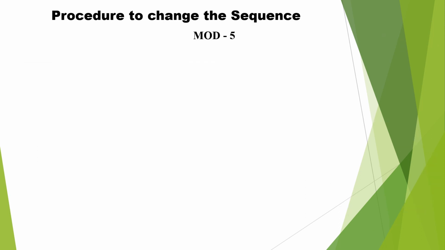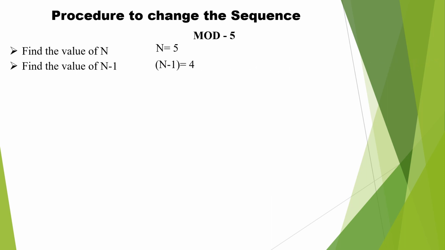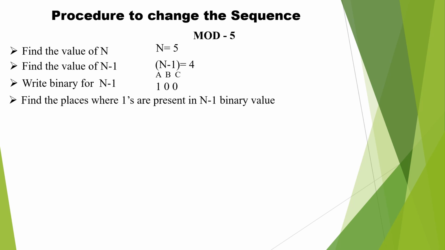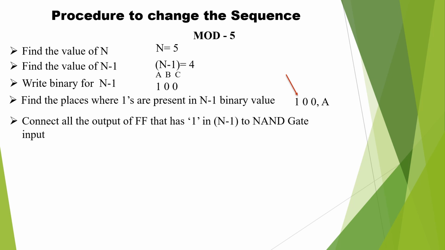Procedure to change the sequence. Find the value of n from the heading. Here n equal to 5. Find the value of n minus 1. It is 4. Write the binary for n minus 1. It is 1, 0, 0. Find the places where the 1s are present in n minus 1 binary value. So at the output of A flip-flop, it is 1.